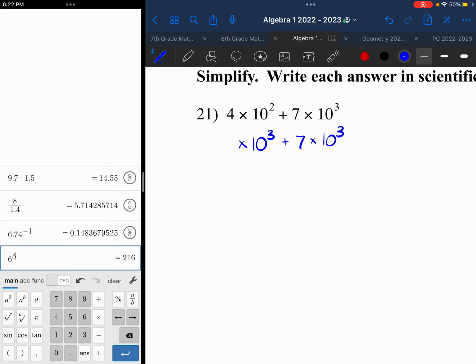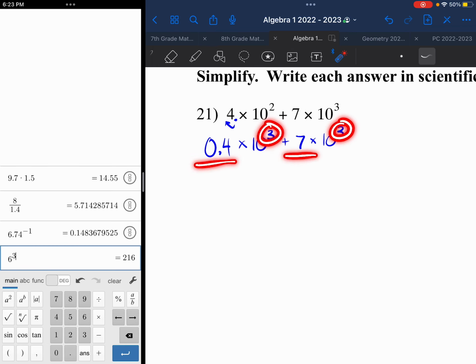If I'm changing my power of 2 to a power of 3, this number got bigger, which means this number has to get smaller. Instead of 4, I'm going to make it 0.4, moving the decimal place from here to right there, and it's going to be 0.4. Notice, now after rewriting these with the same power, this is not in scientific notation anymore, but because I have the same power, I can add these two numbers.